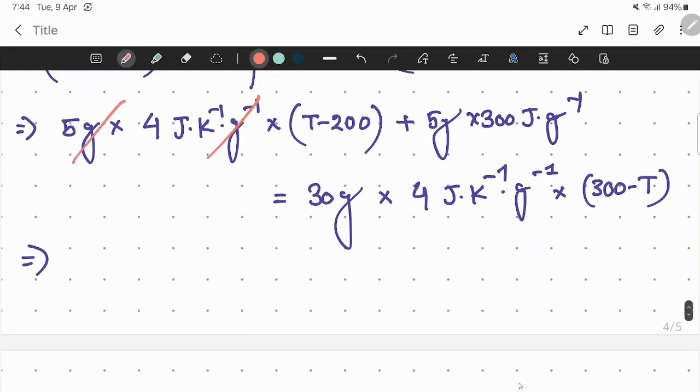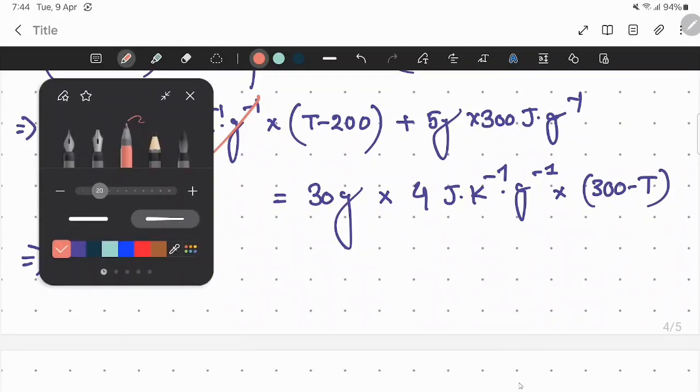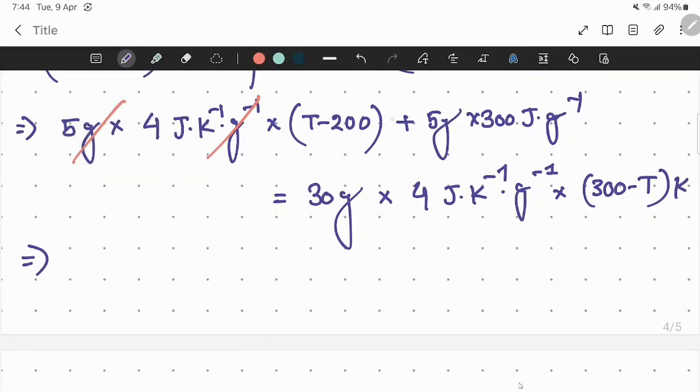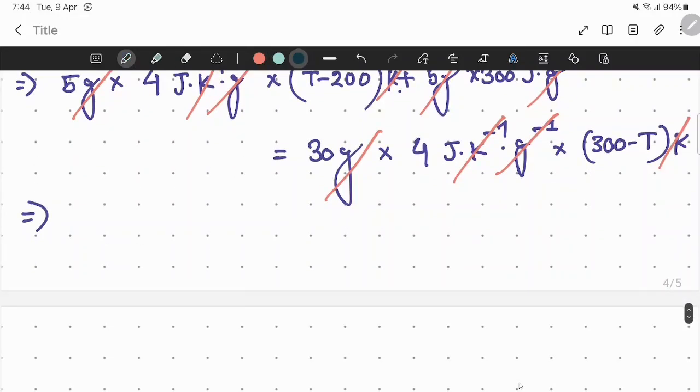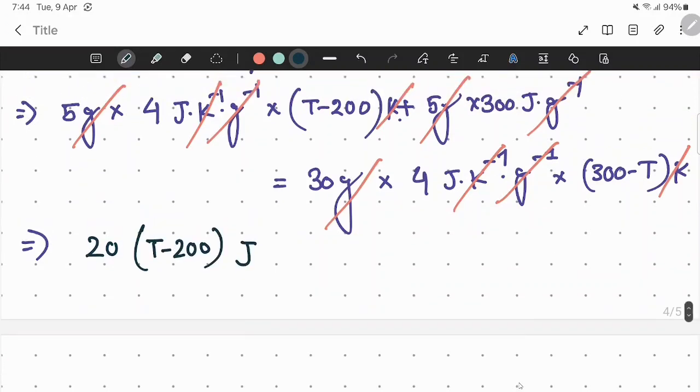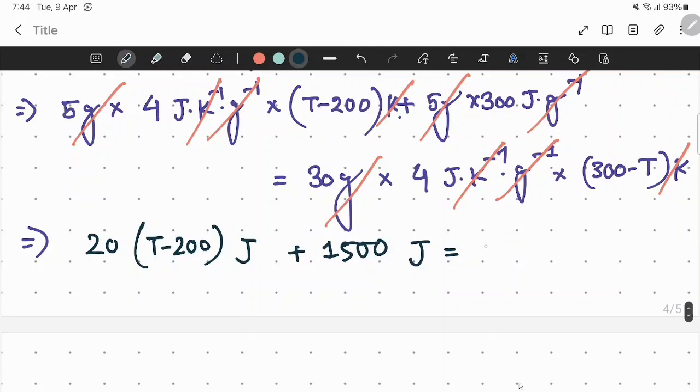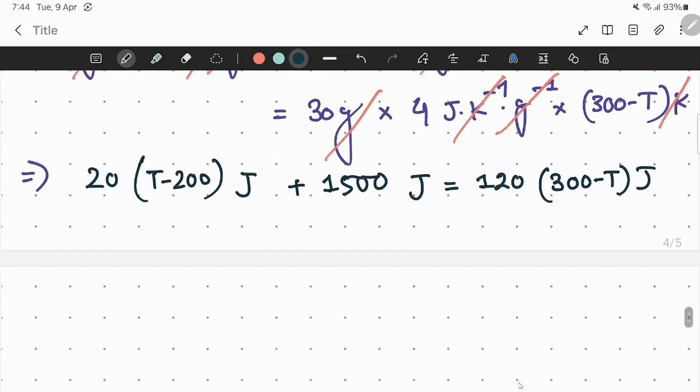So joule goes away, here they are Kelvin. Similarly, gram will cancel out. So the equation is 20 into T minus 200 joule plus 1500 joule equals 120 into 300 minus T joule.